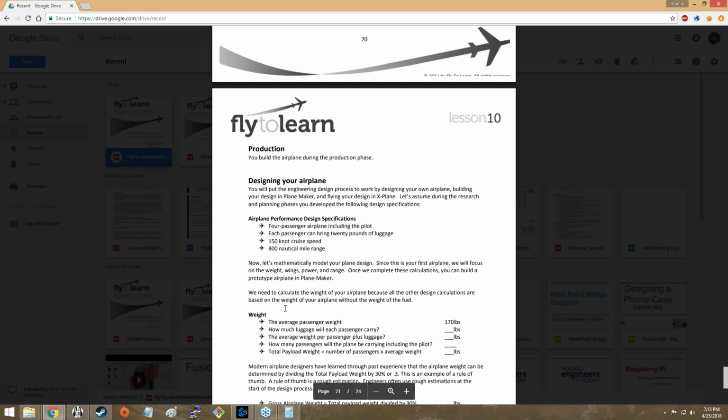So now let's mathematically model your plane design. Since this is your first airplane, we will focus on the weight, wings, power, and range. Once we complete these calculations, you can build a prototype airplane in PlaneMaker. So we'll need to calculate the weight of your airplane because all of the other design calculations are based on the weight of your airplane without the weight of the fuel. So the average passenger weight is 170 pounds.